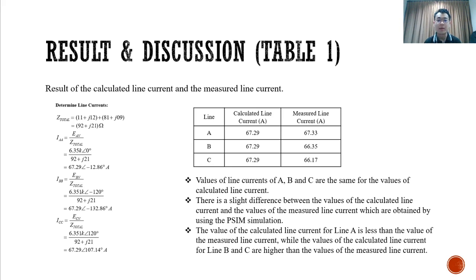What we can see is that the values of the calculated line current for A, B, and C are the same.